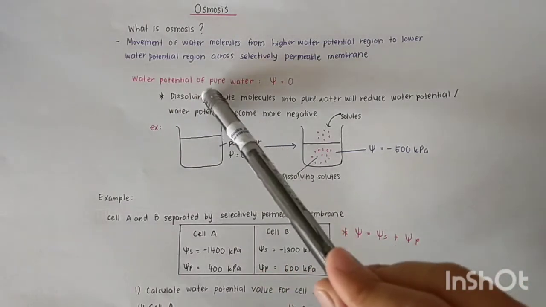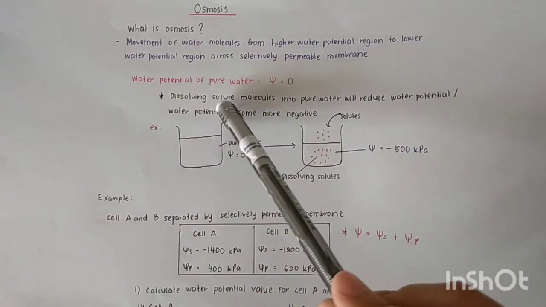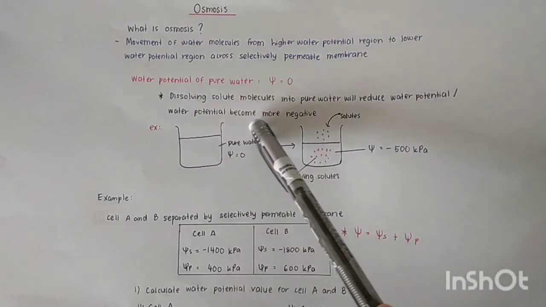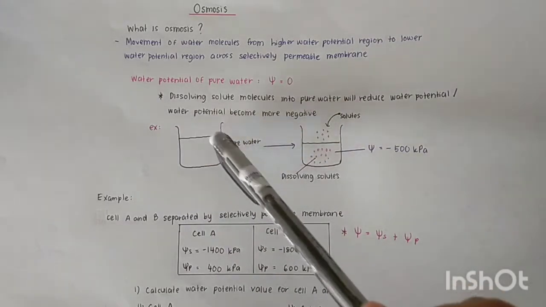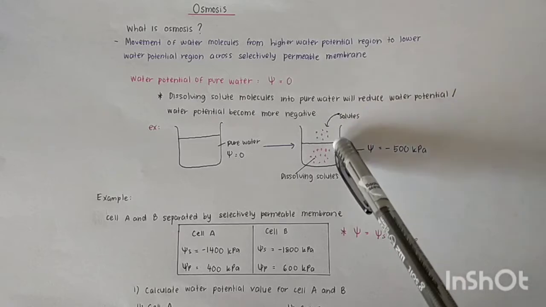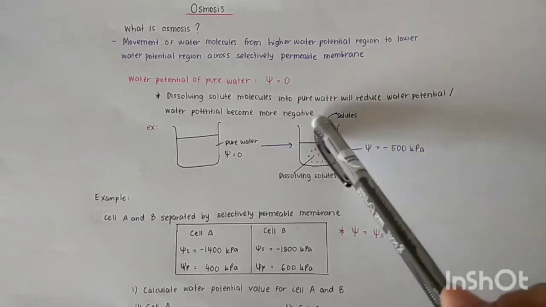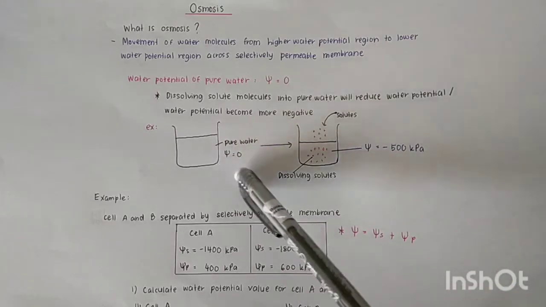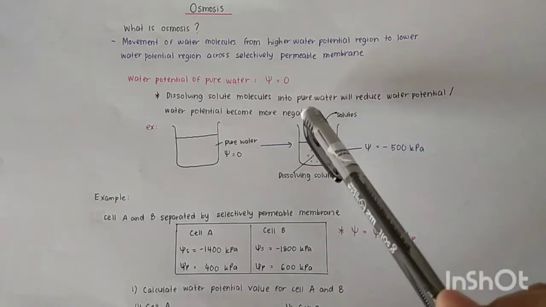Okay, water potential of pure water is equal to 0. Okay, so saya starkan dekat sini. Dissolving solid molecules into pure water will reduce the water potential, or it will make the water potential become more negative. Okay, let's say you look at this diagram. This is the pure water with the water potential equal to 0. So what happens kalau saya tambahkan solute in this solution? The dissolving solute will reduce the water potential of the pure water. Daripada kosong tadi, bila adanya dissolving solute, the water potential will become more negative.